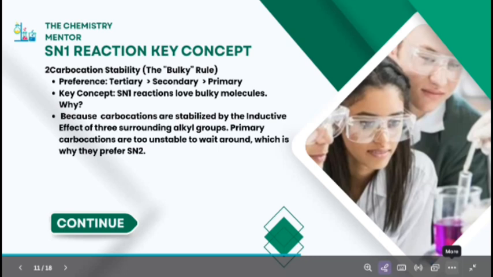Now let's discuss the bulky rule, that is, the preference is for tertiary, then secondary, and then primary, because as we have discussed, the carbocation is stabilized by the inductive effect of the 3 surrounding alkyl groups, and these groups push electrons toward the positively charged carbocation, making it more stable.